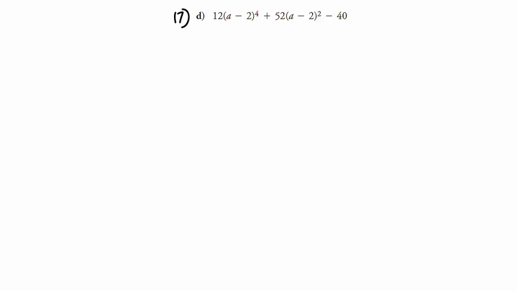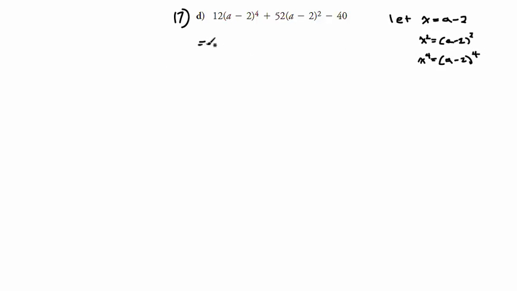And finally, for 17D, we have a sort of unusual and complex expression to factor. Well, what happens when we let x equal a minus 2? That means x squared equals a minus 2 squared, and x to the power of 4 equals a minus 2 to the power of 4.